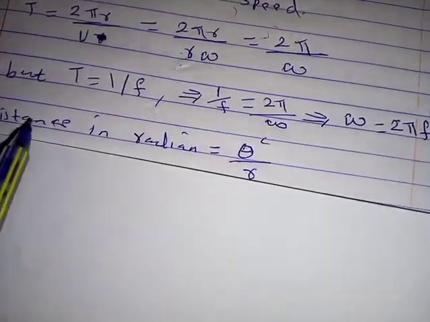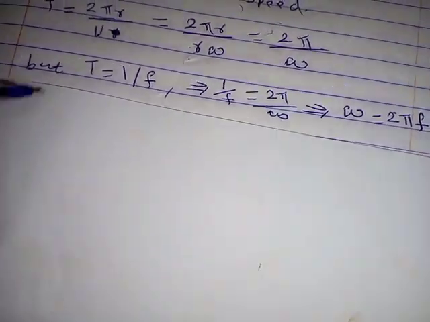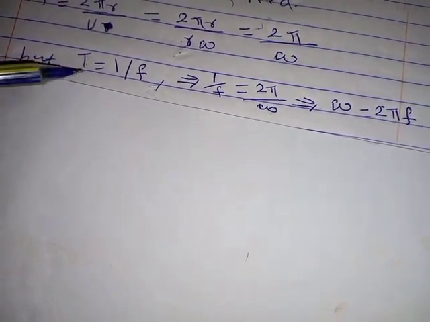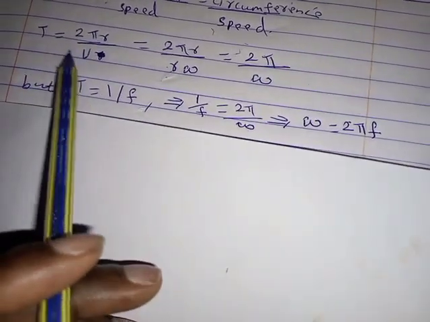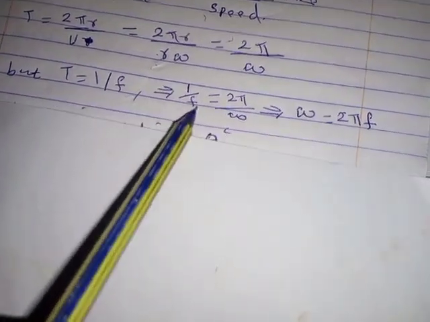But we know that period is equal to 1 over frequency. So period is the reciprocal of the frequency. So we can substitute here where you have T, the period, you write 1 over f.